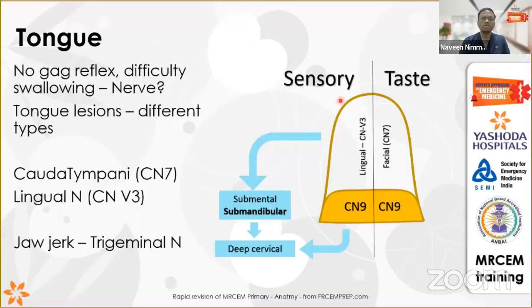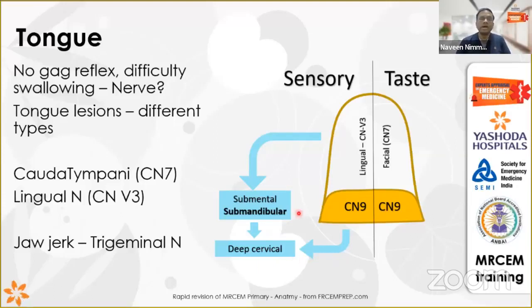Lymph drainage from the anterior two-thirds generally goes to the submental and submandibular nodes and then goes to the deep cervical nodes. Whereas the posterior one-third goes directly to the deep cervical nodes. One of the questions was there previously, where the RCEM has chosen the answer as cervical, but actually the anterior two-thirds of the tongue drains mostly to the submandibular nodes. And when it comes to the posterior one-third, both taste and sensory sensations are handled by cranial nerve 9, that is the glossopharyngeal.